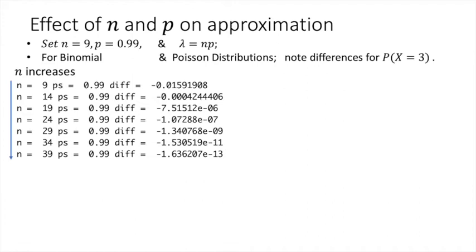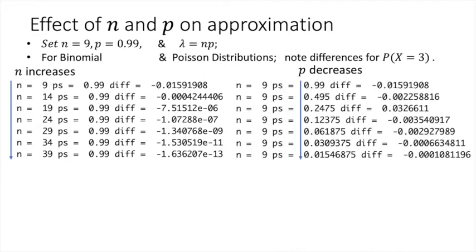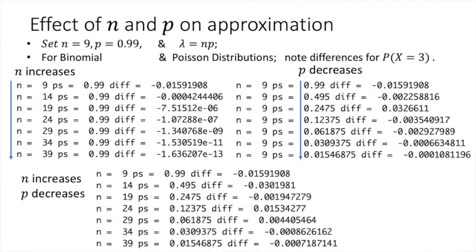Now, next, we keep n constant and decrease the p. Again, the difference diminishes as we decrease p, as we go along the arrow downwards. You can pause the video if you want and stare at your screens to verify what I just said. Finally, as we increase n and decrease p, the difference diminishes as we had expected.